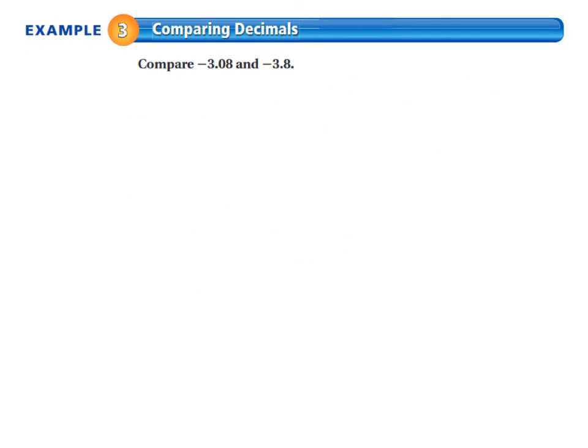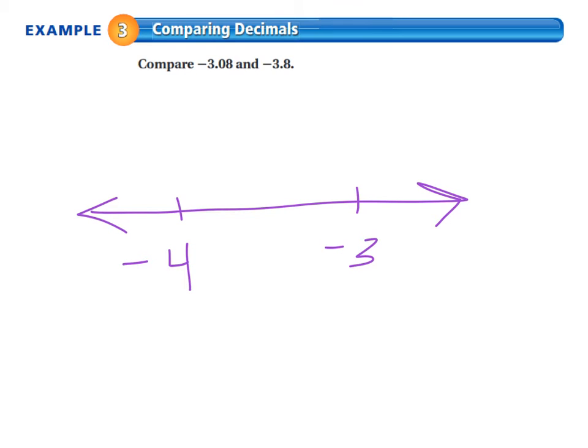Now I'm going to compare decimals. Again, this works the same way as fractions. It works the same way as integers. I'm going to draw a number line. I'm only going to draw the portion of the number line that's between negative 3 and negative 4, because that's where negative 3 and 8/100ths and negative 3 and 8/10ths falls.